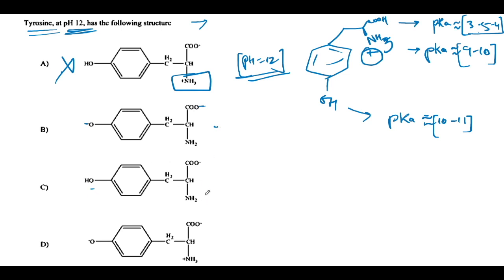Option number C, OH is not deprotonated. However, these two are deprotonated. Here O minus and NH3 is still plus, so absolutely wrong. So we can decide between option B and C how you are going to say at pH equal to 12 how it will exist. It will exist like this because all the values are crossed, right? So do we have to remember these values? Yes, a little bit. A little bit we have to remember.